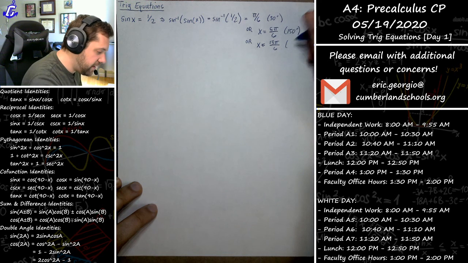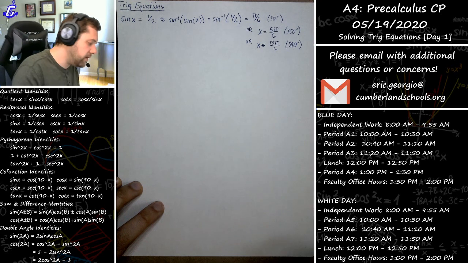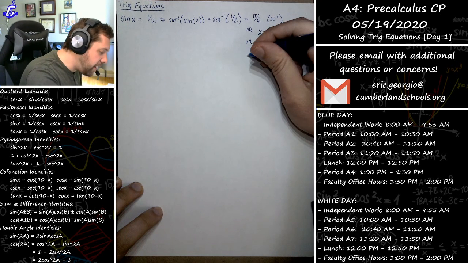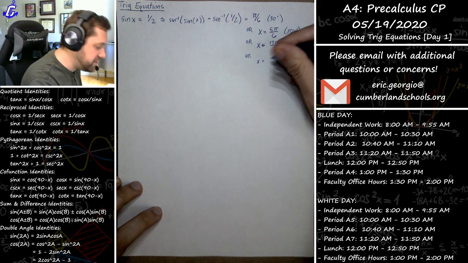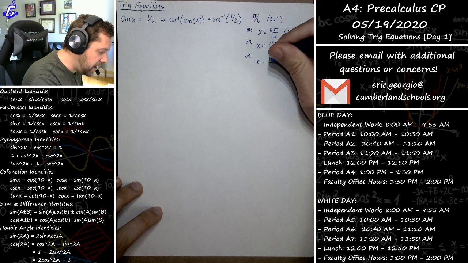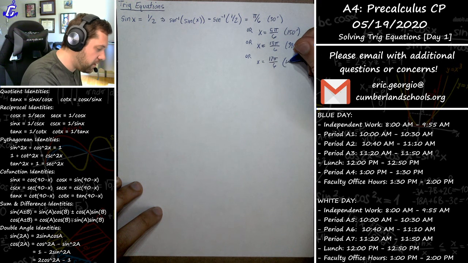And so what is that? 30 degrees plus 360, so what, 390? Right? Or what if I did my 5 pi over 6 and I added 360 degrees, or added 12 pi over 6? What does that give me? 17 pi over 6. And 150 plus 360, what is that? 410?